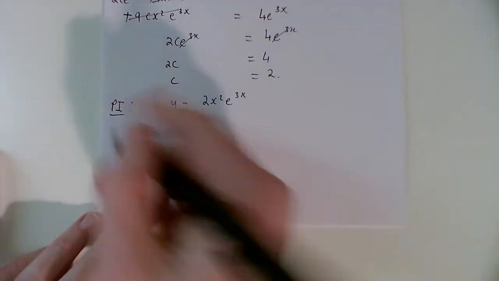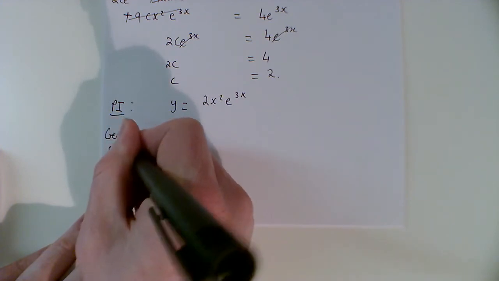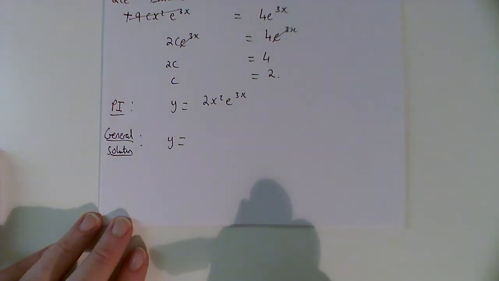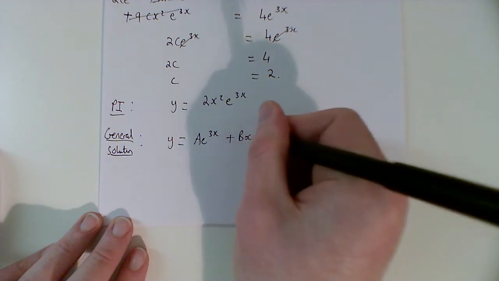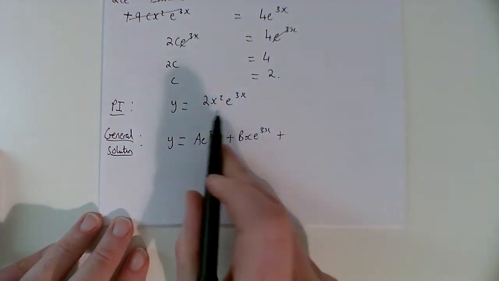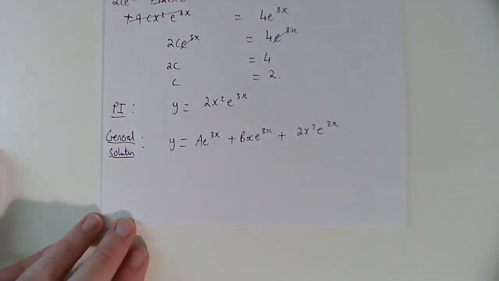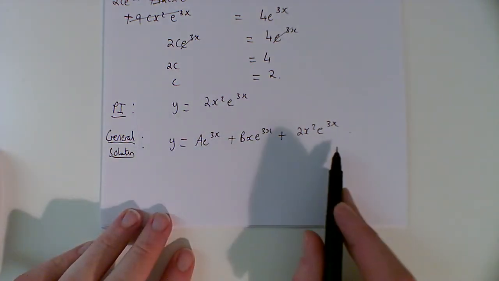So, general solution is y equals your complementary function, which is a e to the power of 3x plus bx e to the power of 3x, and then we've got our particular integral, which is 2x squared e to the power of 3x. Now, general solution is good, but it's not what the question was asking for. The question was looking for our particular solution. So that means we've got to differentiate this whole thing here.